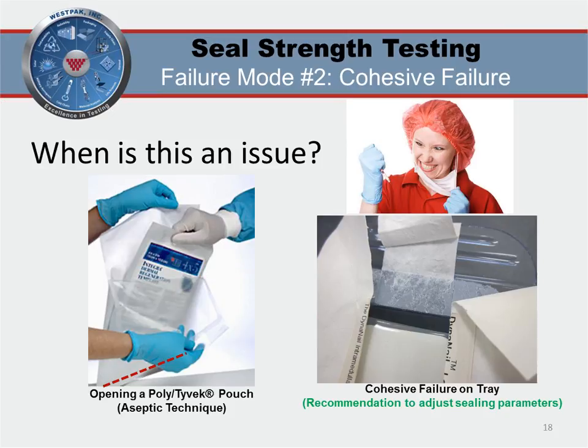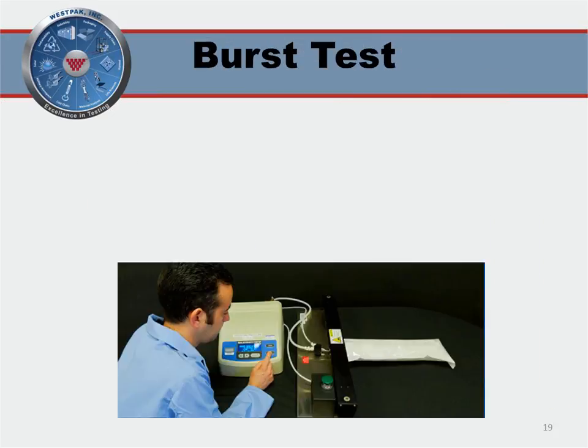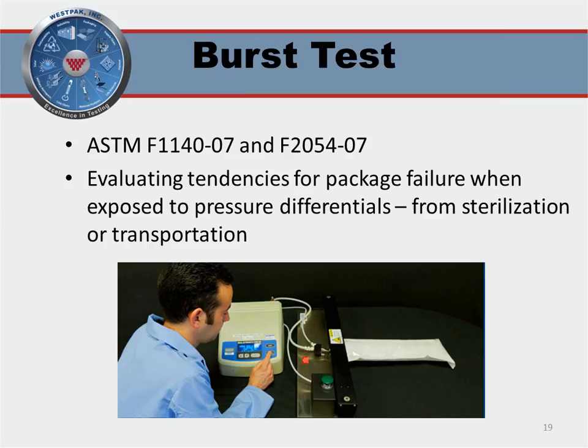Thanks, Greg. So our final test method is the burst test. This is conducted per ASTM F1140 and F2054. These are the unrestrained and restrained test methods. These methods are used to evaluate tendencies for package failure when exposed to pressure differentials. Pressure differentials that typically occur during processes like sterilization or transportation.